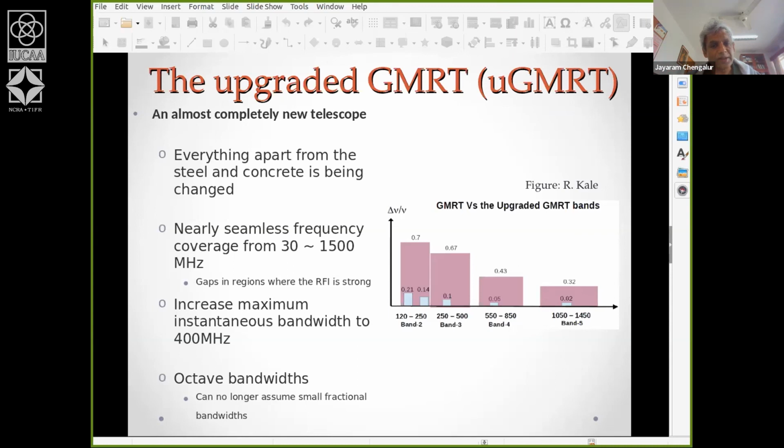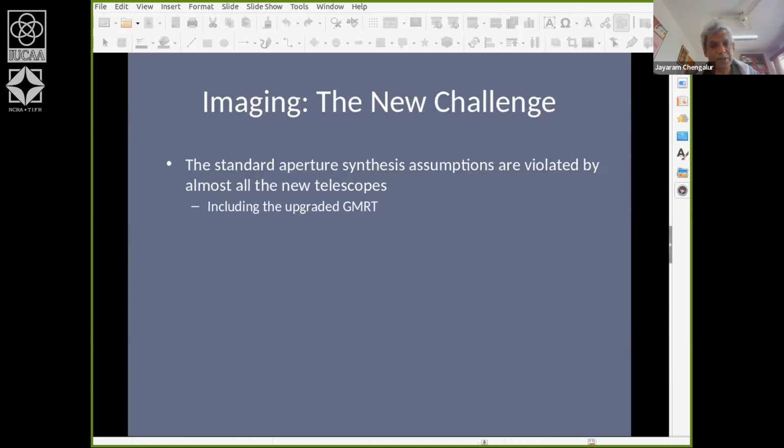Right, so all of this makes a big difference to the way in which you are able to process the data. And we looked at one of the assumptions when you do this aperture synthesis, namely that the field of view should be small. But there are a number of other assumptions which we didn't go into detail about. These new radio telescopes that people are building violate basically all the assumptions that were made at the beginning when we derived all of these equations that we are working with. So the standard aperture synthesis assumptions are violated by almost all the new telescopes, including the upgraded GMRT.